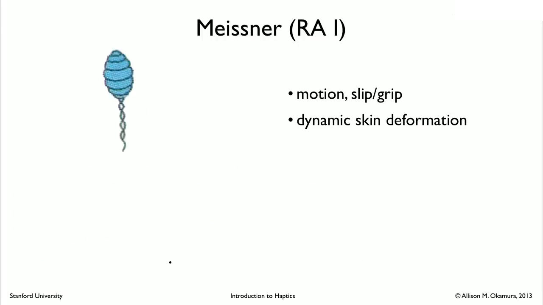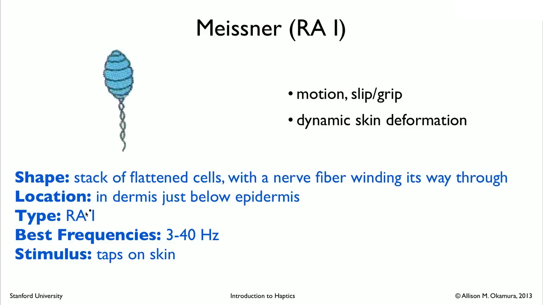Meissner corpuscles are thought to be good for measuring motion, slip, and grip, and more dynamic or fast skin deformation. They're rapidly adapting, so they're RAs, and they're near the surface of the skin. Again, they have lower frequencies, and you actually tend to see this pattern that the lower frequency mechanoreceptors are closer to the surface of the skin. So the type of stimulus that they respond very well to are taps on the skin.